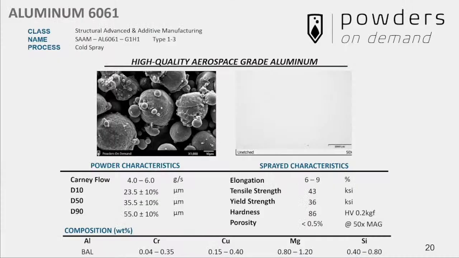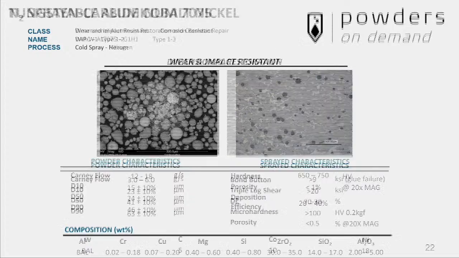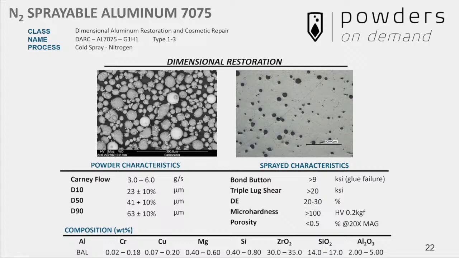Just some quick highlights, 6061, again, that's on the qualified products database. You can see this in the slides or go out to our booth. A bunch of questions yesterday about the WIP-W1. That is available, again, kind of 650 to 750 Vickers hardness range. It's a helium design material. There's a nitrogen sprayable version, but again, you gotta make sure that you have that compatibility between your materials. And then there's a new product line that we're coming out with, the Dark Series. We try to keep this below 3 to 5% incorporation of the hard phase, but again, it's designed to be nitrogen sprayable.